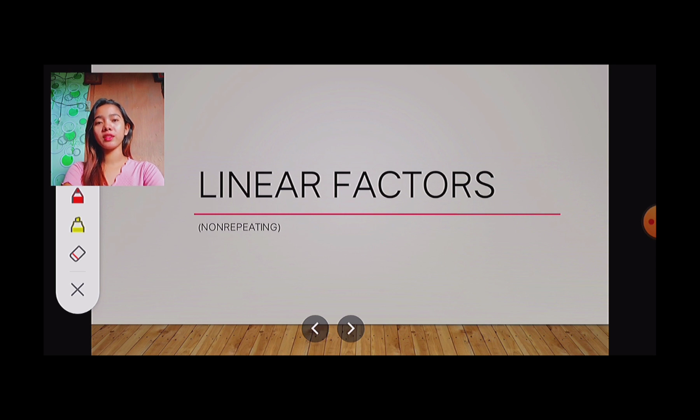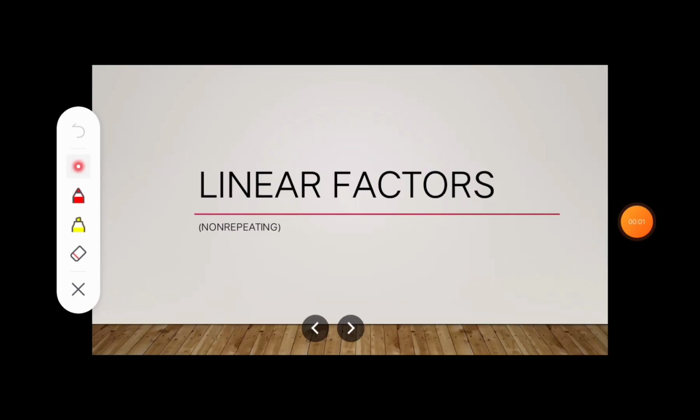So this day, let's talk about linear factors. So what are non-repeated linear factors? When q of x splits into non-repeated linear factors, if the degree of p of x is greater than or equal to the degree of q of x, apply the division algorithm to take a polynomial equation from it. Let's have an example.